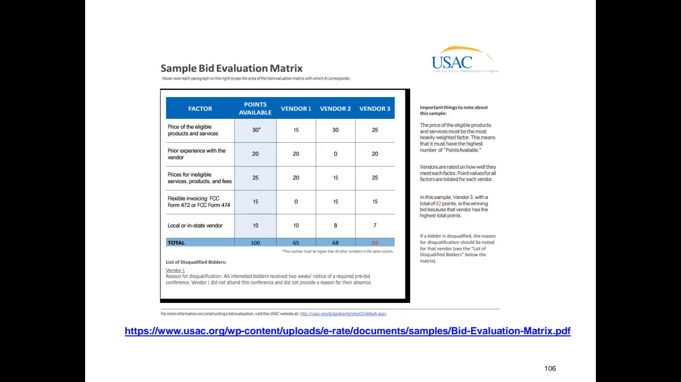This is the example evaluation matrix that USAC provides. This is just one example, with the E-rate eligible cost as the primary factor, but that doesn't mean you have to use these exact factors in your bid evaluation.